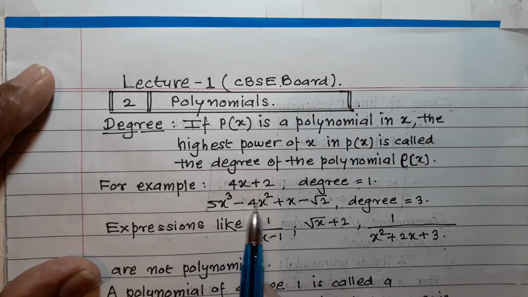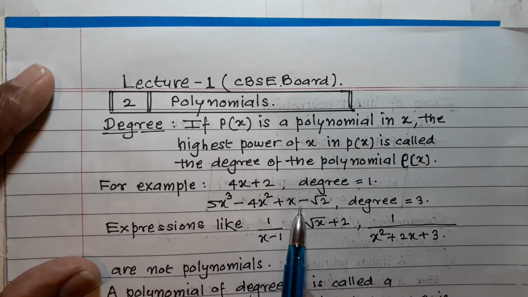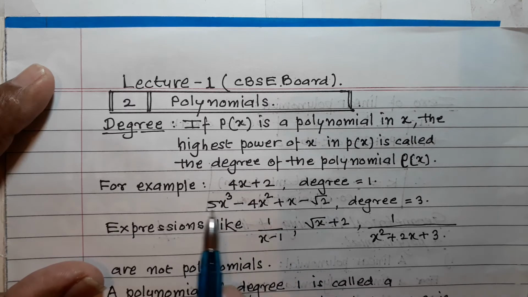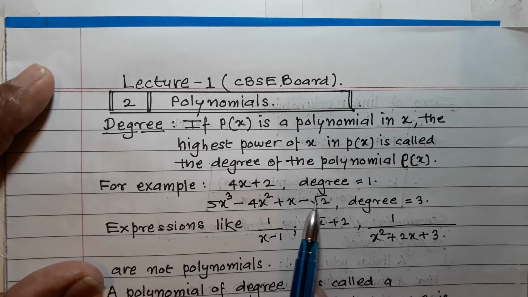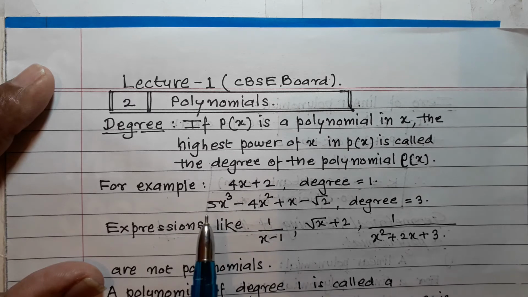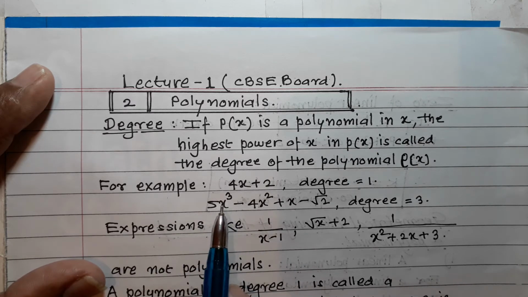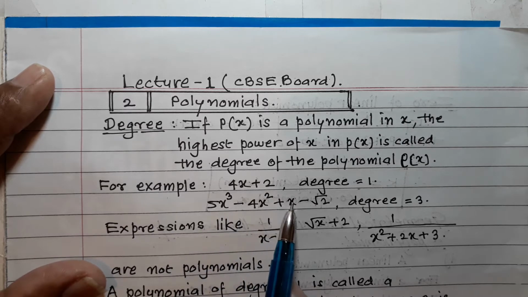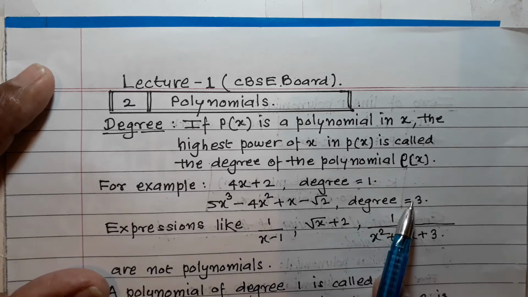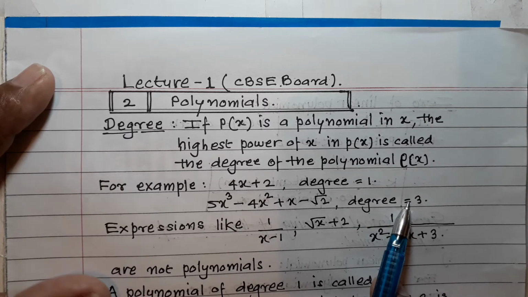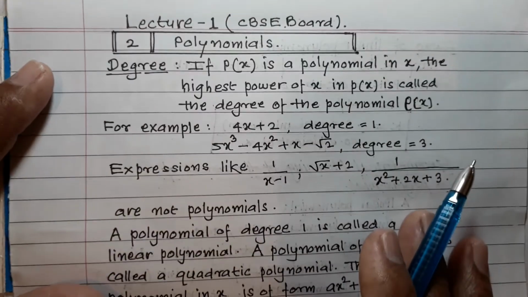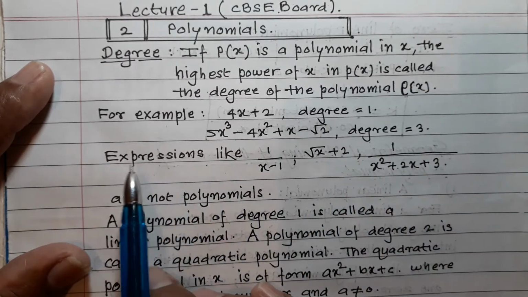P(x) equals x cube minus 4x square plus x minus root 2, this is a polynomial. In this polynomial, the highest power of variable x is 3, and therefore the degree of this polynomial is 3. Okay, now try to understand the next term.